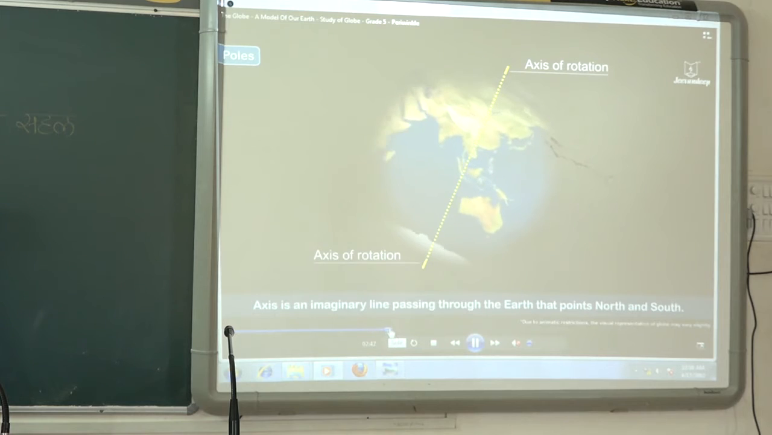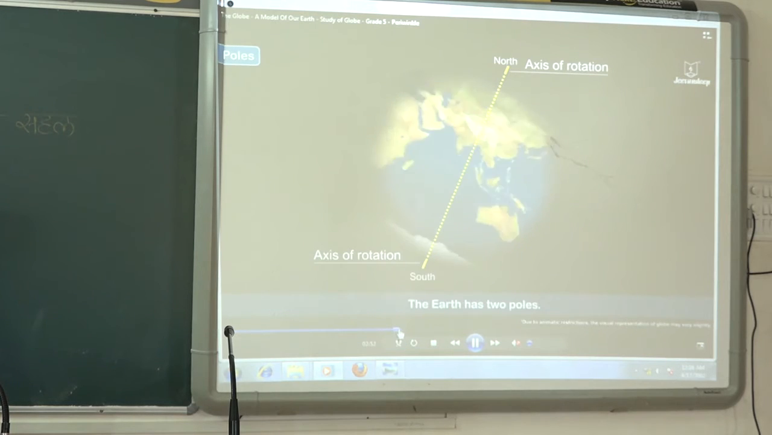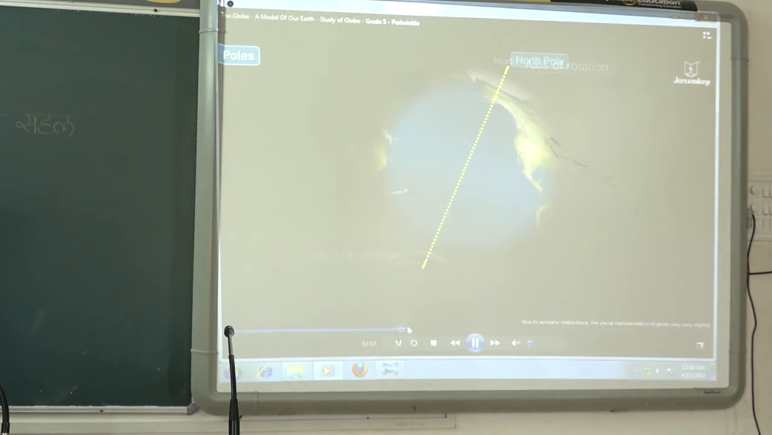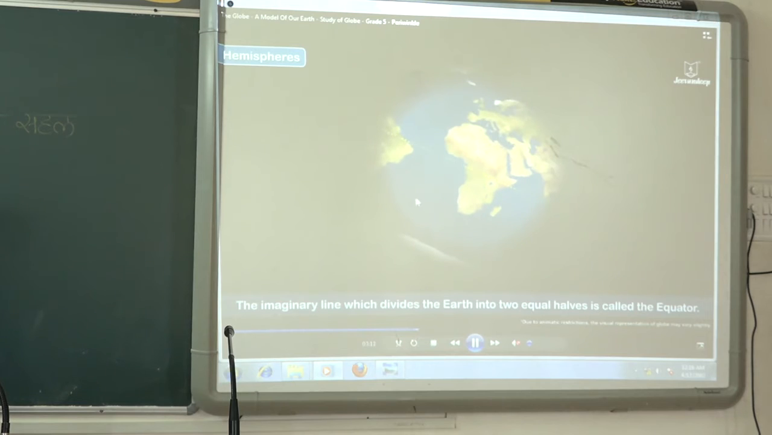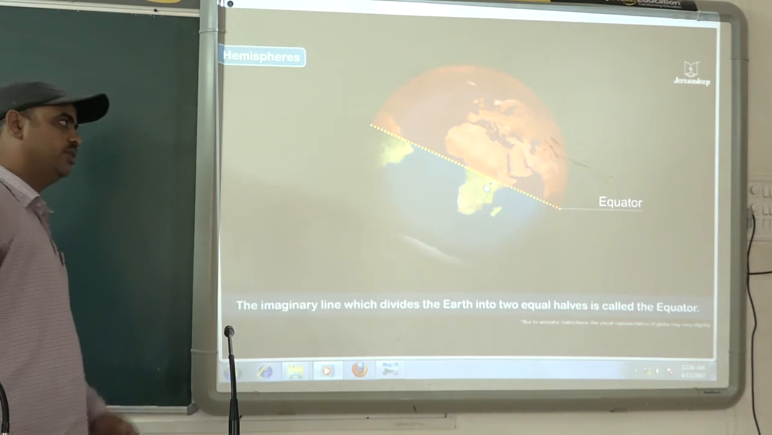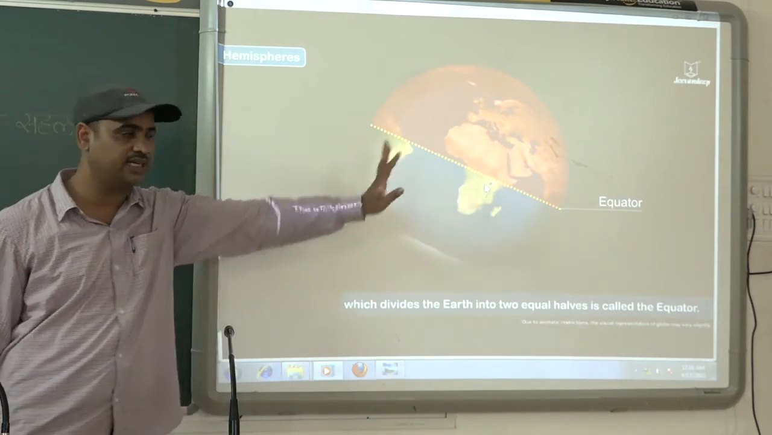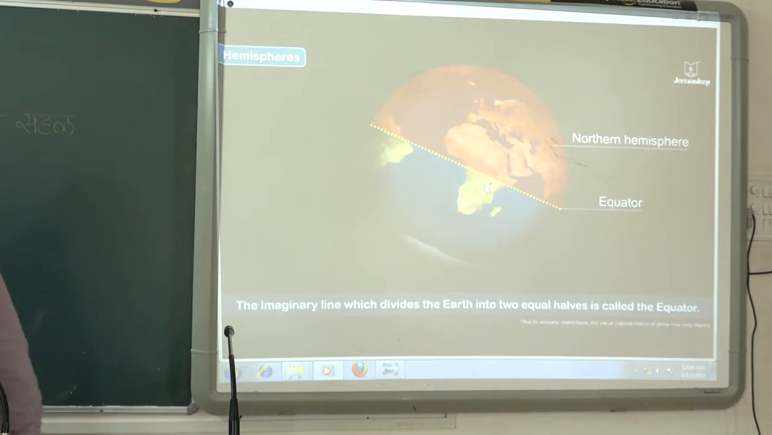Rotation of the earth around itself we discussed. Where is the North Pole, and South Pole. An important line is the equator, which divides the earth or the globe into 2 equal parts, northern hemisphere and southern hemisphere. Why it is called northern hemisphere and why it is called southern hemisphere, we have also discussed.